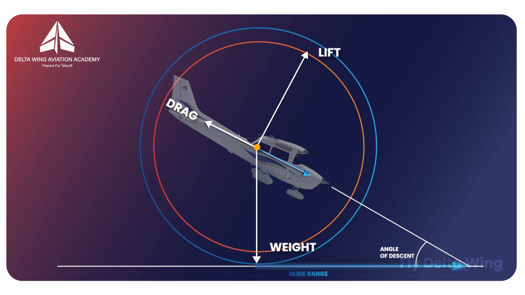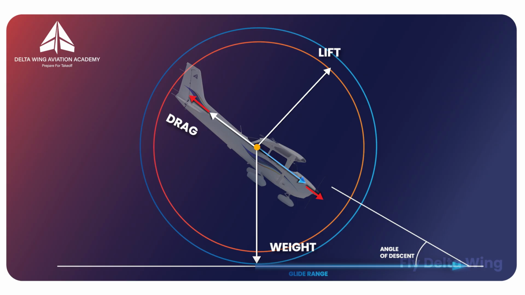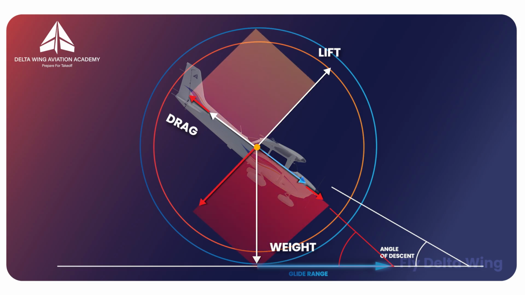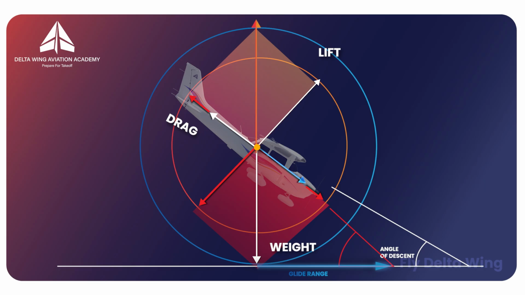When drag is increased by extending flaps, for example, the angle of descent becomes steeper and glide range becomes shorter. For the airplane to maintain its airspeed, the forward weight component must be greater. Lift is further reduced as the opposing weight component is also reduced.